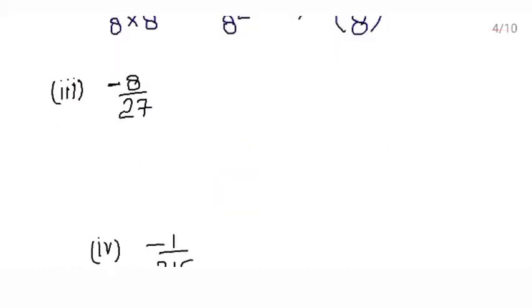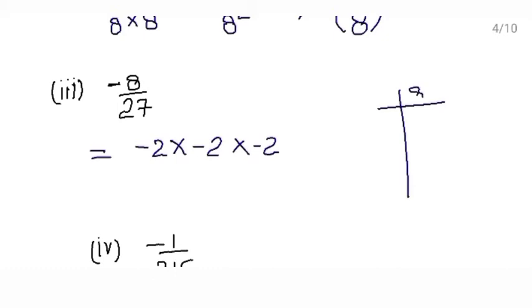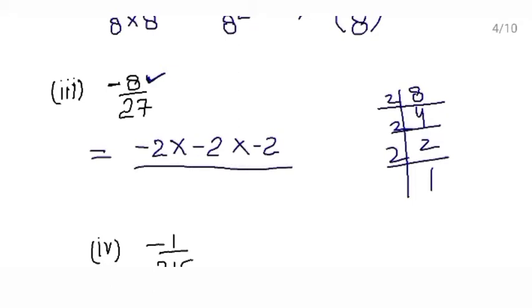Right? Next, minus 8 can be written as minus 2 multiply minus 2 multiply minus 2. Why? Because you can find the factors, prime factors of this 8. 2 4s are 8, 2 2s are 4, 2 1s are 2. 3 times 2. Why I have written minus sign here? Because in this there is minus 8. Minus 8 will come when minus sign will occur odd number of times. Okay. So this is minus 2 multiply minus 2 multiply minus 2.